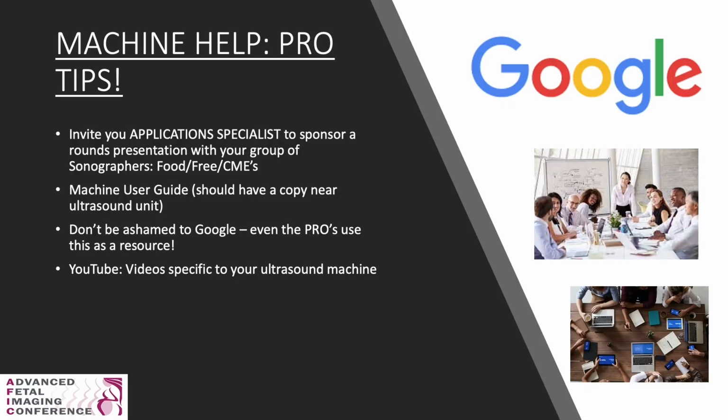So now that we know what buttons are important, how do we find out where they are? Here are some ideas. You should invite your application specialist to sponsor a rounds presentation with your group of sonographers. Usually they will bring food, it's usually free, and always you can receive a CME. You can also access a machine user guide. You can have a copy near the ultrasound unit or a digital copy. Third, don't be ashamed to Google. Even the pros use this as a resource. And the last thing is YouTube. These will show you videos specific to your ultrasound machine. The resources are there, you just have to know where to go.